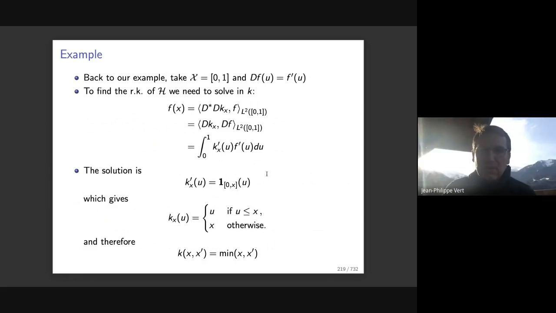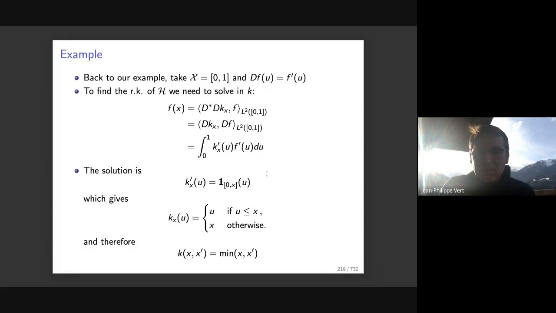So to solve it, we notice that we can move the D star operator to the right of the bracket to obtain that we need to have f of x equal to the L2 inner product between D Kx and Df. And this, using the fact that the D operator is just taking the first derivative, is equal to the integral between 0 and 1 of Kx prime of u times f prime of u du. Now the question is, can you find k such that f of x is equal to the integral between 0 and 1 of Kx prime of u f prime of u du? Here, probably you recognize that it's possible if you just take for Kx prime of u the function which is 1 on 0 to x and 0 outside, because then you would recover the standard equation that f of x is equal to the integral between 0 and x of f prime of u du. So this gives you Kx prime.